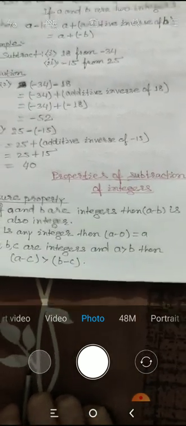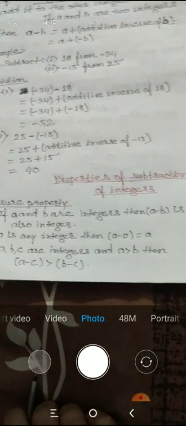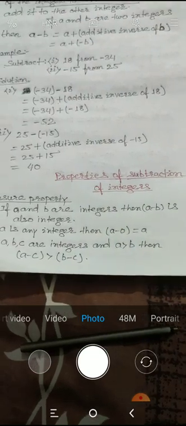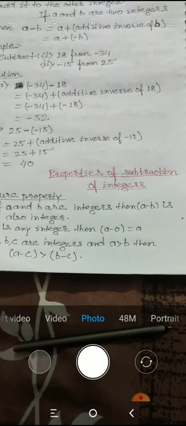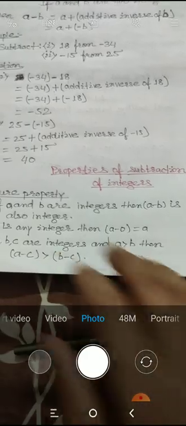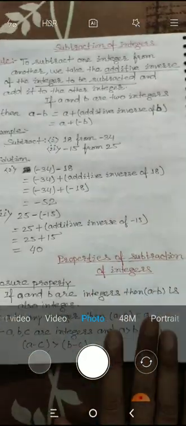These are some properties of subtraction of integers. You need to learn that subtraction does not have the commutative property and the associative property. So I have explained how to subtract integers and the properties of subtraction.